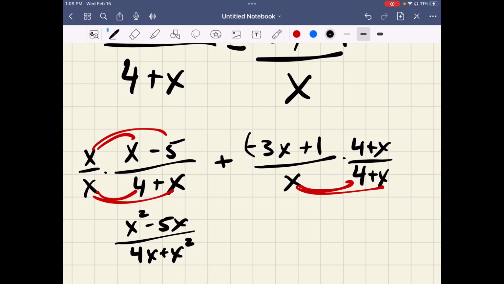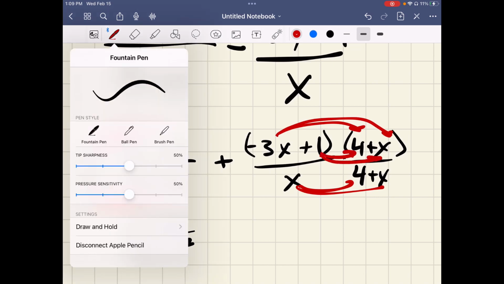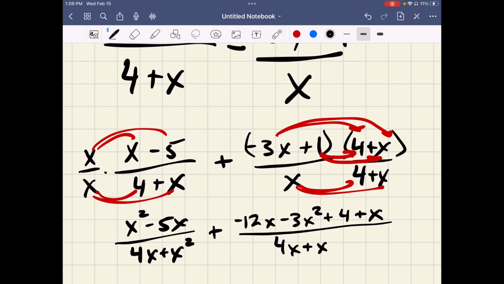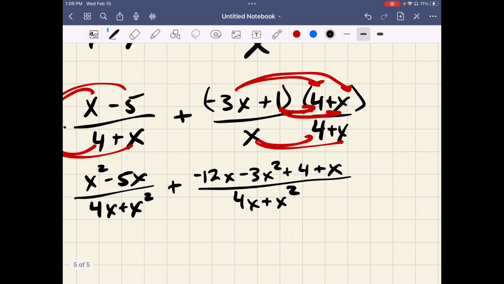If you remember FOIL, or some call it double distribute, whatever you call it, I have to make sure I multiply every term by every term. So I'm going to get a trinomial on the top of my second number here. What I get is minus 12x minus 3x squared plus 4 plus x over, and then I have 4x plus x squared when I distribute that bottom. Now we can see our denominators are now the exact same.